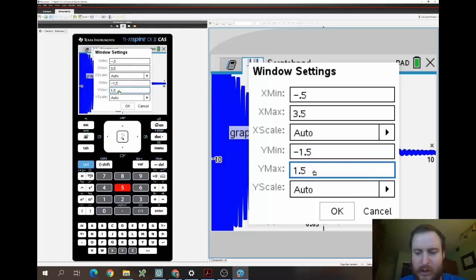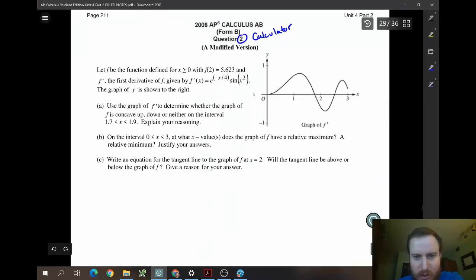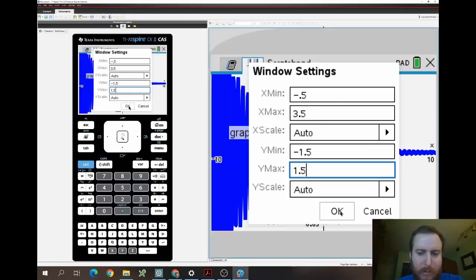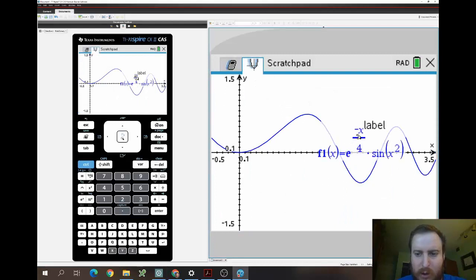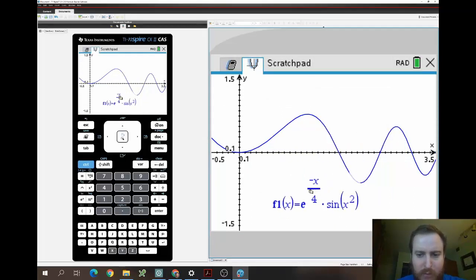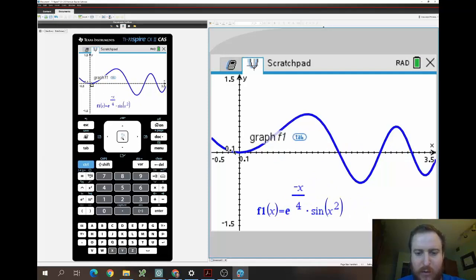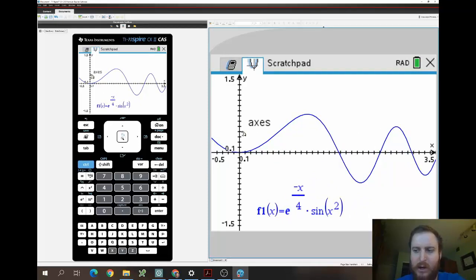The way I got these numbers was, on the graph that they showed us, it started at 0, so I just went to negative 0.5. We went out to 3, I just went out to 3.5, just so we can see a little bit more. And we went down to negative 1, so I went negative 1.5 and positive 1.5 for my y's. So now we get a graph that looks much more like the one that we're given. You get the little hand, and if you click and hold, then you can move it. Right, so you can click and hold with this cursor and move it. So now we have our graph, and that's going to help us out.